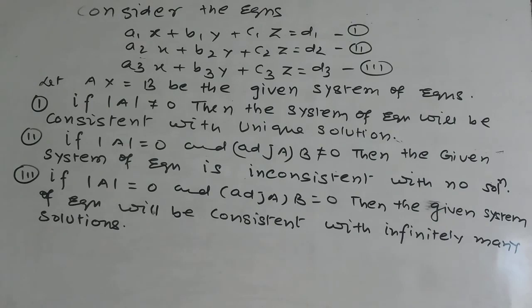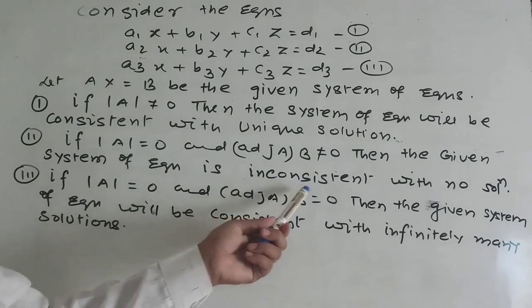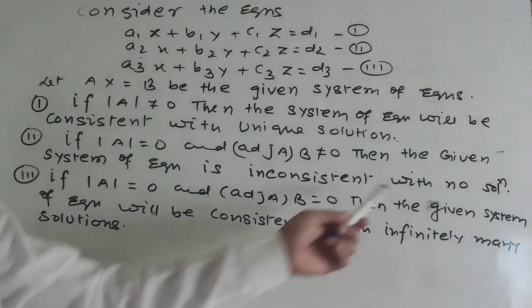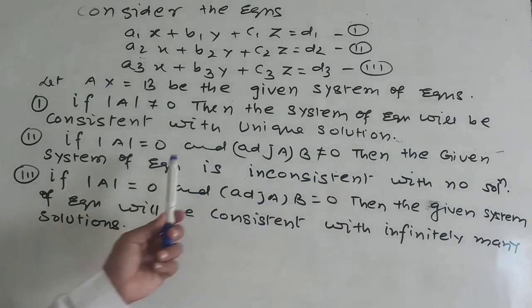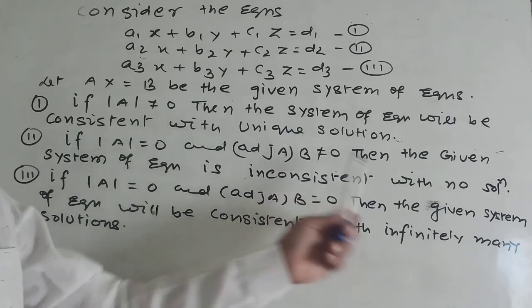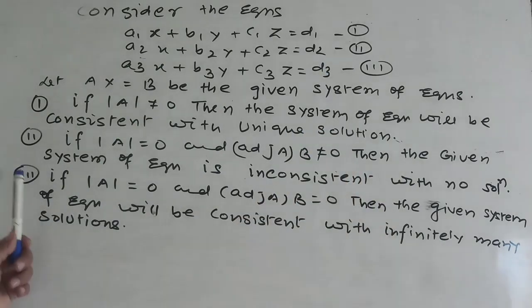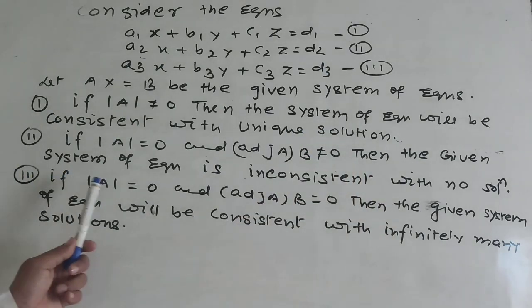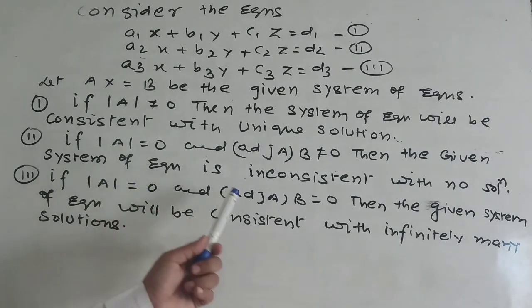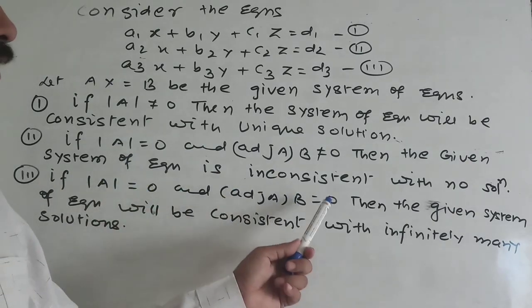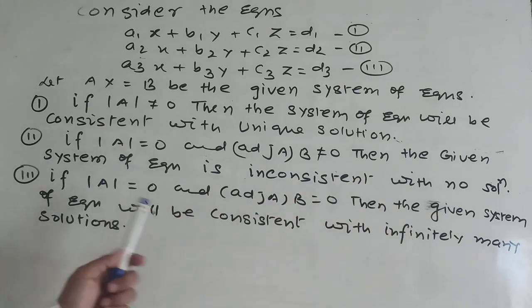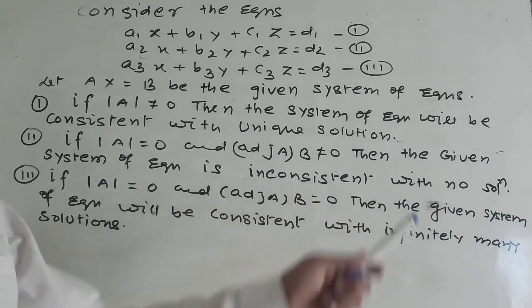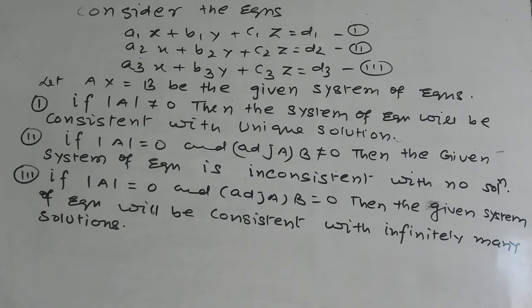The next point is if determinant A is equal to 0 then we calculate adjoint A into B. अगर determinant A 0 आ जाता है तो adjoint A into B निकालना पड़ेगा, and if adjoint A into B is not equal to 0 then the given system of equation is inconsistent with no solution. The third point is if determinant A is equal to 0 and adjoint of A into B is equal to 0 then the given system of equation will be consistent with infinitely many solutions.